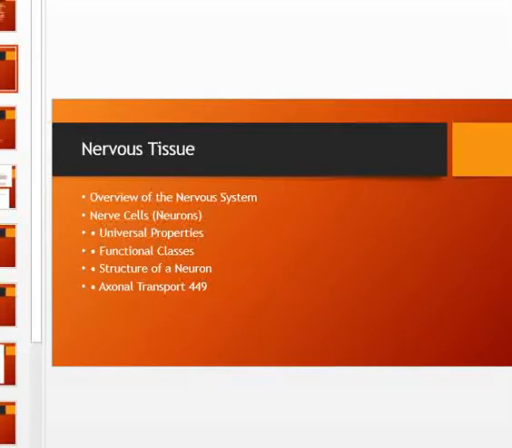Okay, the way I said, those are the outline of what you're supposed to cover, and immediately if we are done with this one, we'll go to the next chapter. Now the nervous tissue, we are going to check on the overview of the nervous system, nerve cells, in particular the neurons. We are going to check on universal properties of these nerve cells, functional classes, structure of a neuron, and finally we are going to do the axonal transport. Now, without wasting much time, we are just going to begin immediately.